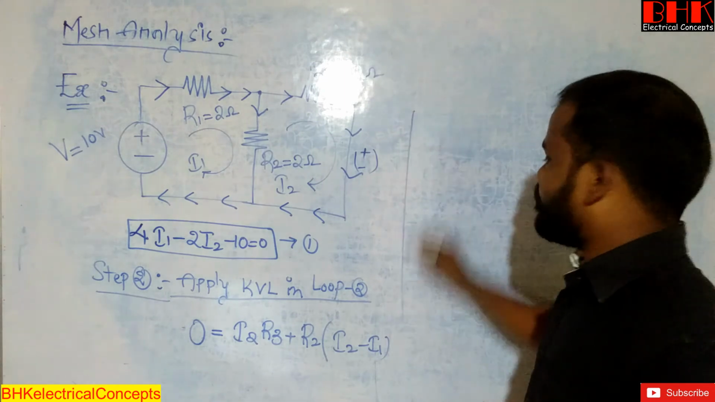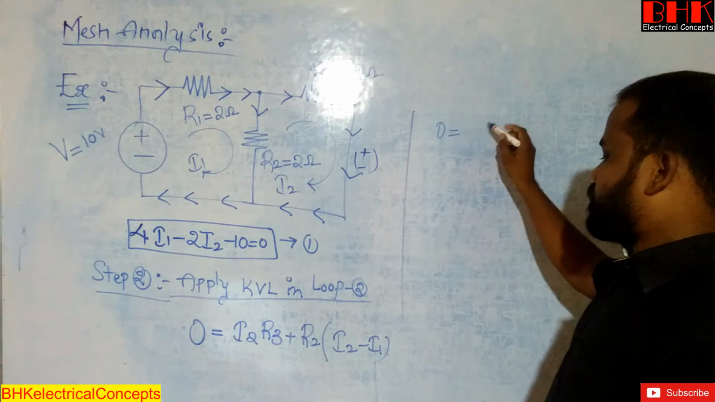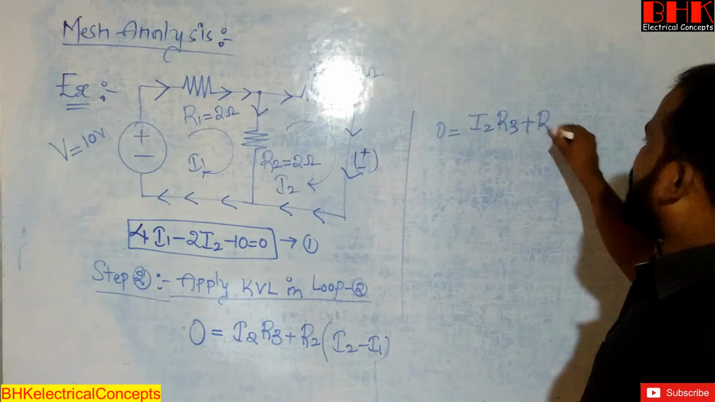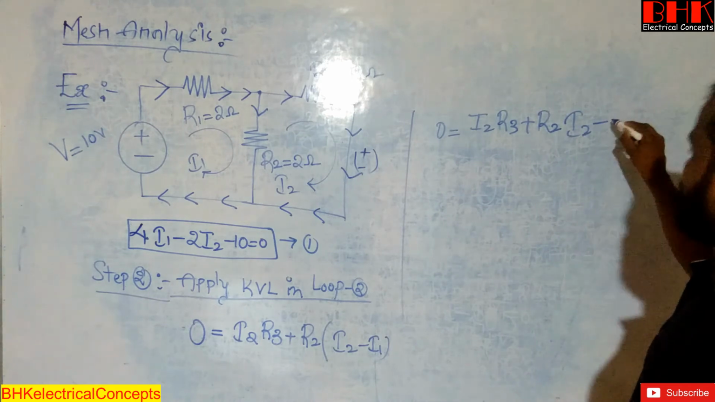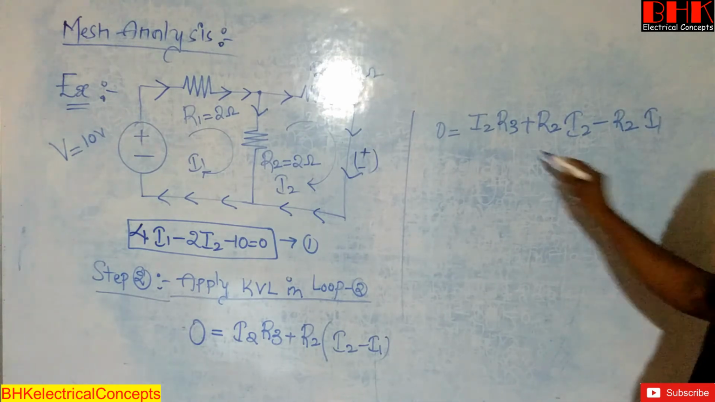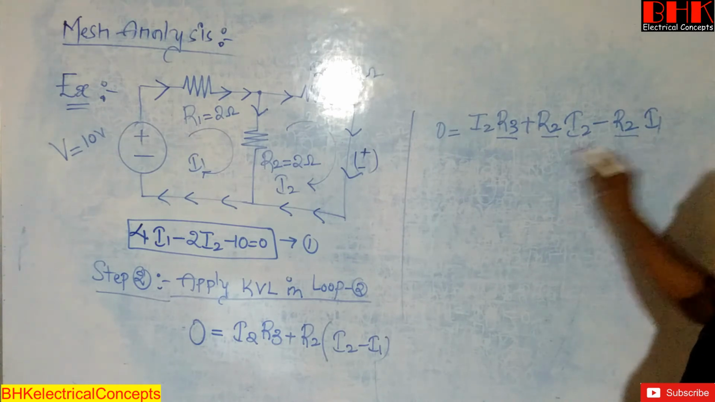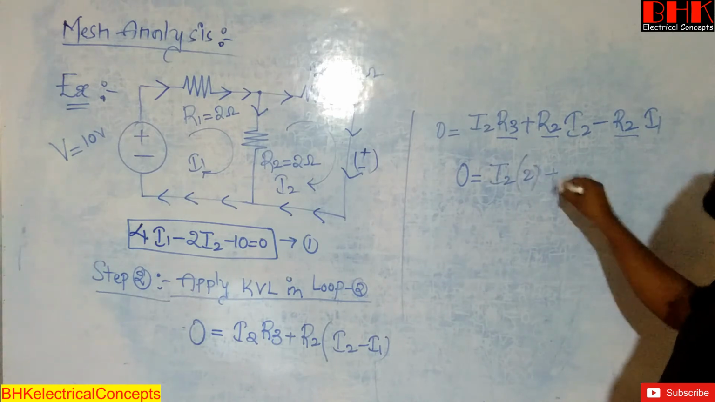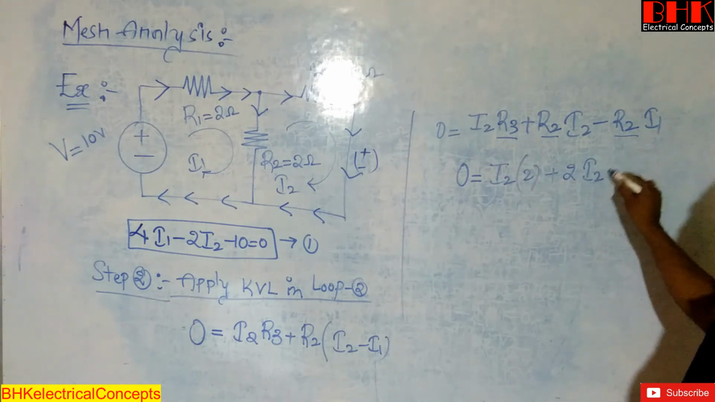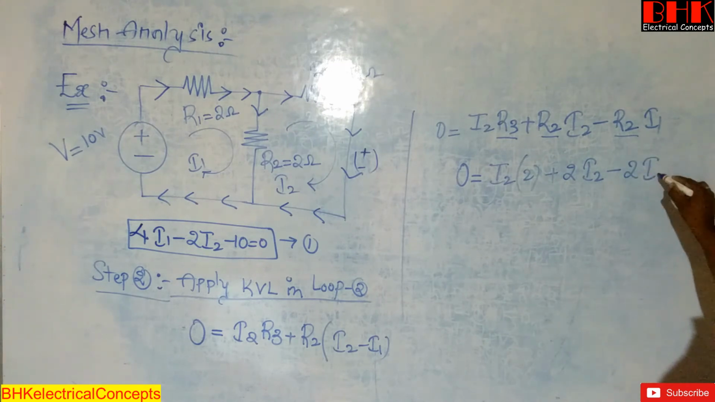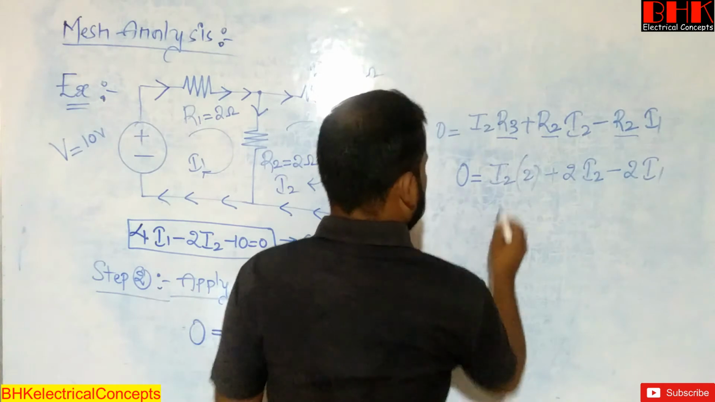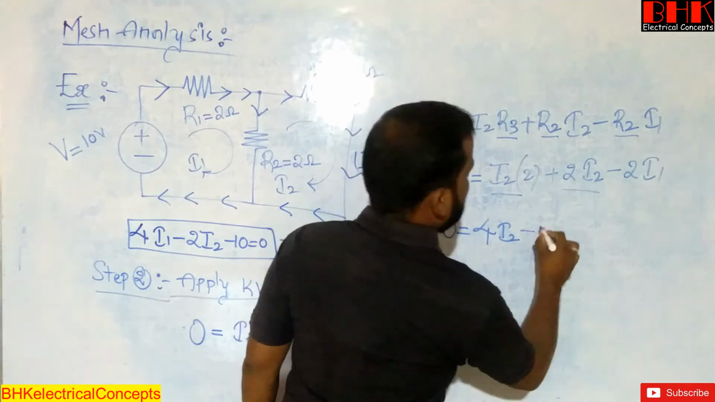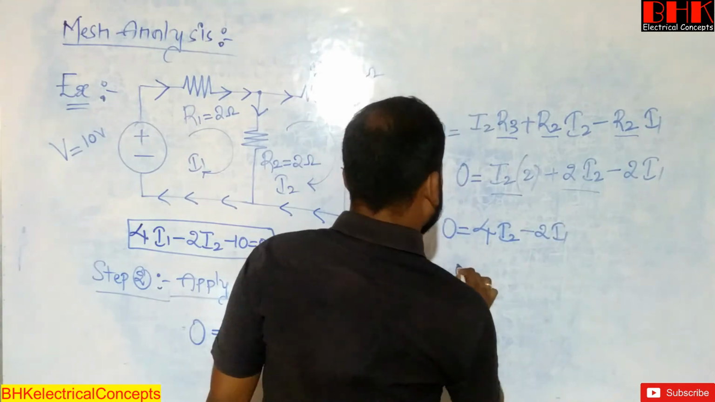So 0 is equal to total I2 R3 plus R2 I2 minus R2 I1. Now you know the values of R3, R2, R2. Substitute the values of resistances. So I2 into 2 plus R2 is also 2 into I2 minus 2I1. Now 2I2 plus 2I2, total 0 is equal to 4I2 minus 2I1.